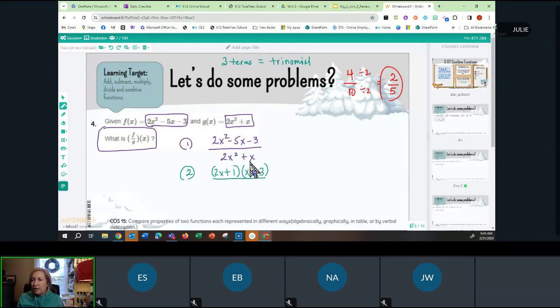On the bottom, we can factor using a GCF. Does anybody know what's the GCF between the 2x squared and the x? What's the greatest common factor between 2x squared and x? Sometimes GCF's a little bit easier than factoring a trinomial. What do both of these terms have in common? Greatest common factor. Just look at them. Can you just look and see what they have in common?